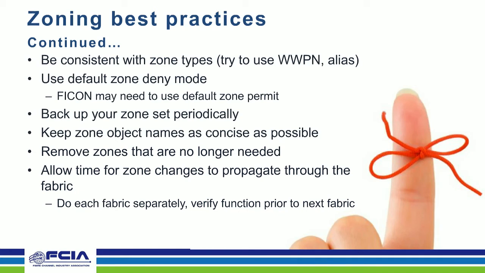And then the last item here is to allow time for zone changes to propagate through the fabric. The Fibre Channel ecosystem is very robust, but there's no need to take a chance and introduce any chance of some unwanted failure. And in the case of a redundant fabric, which is a typical install strategy, you'll just want to verify that the zoning works on one fabric before you make the change on the other.